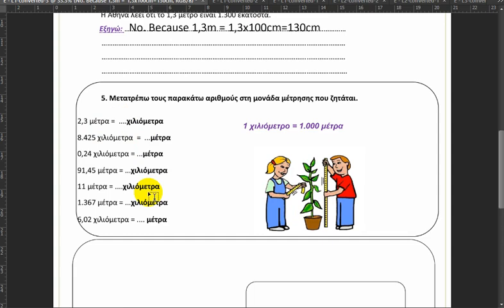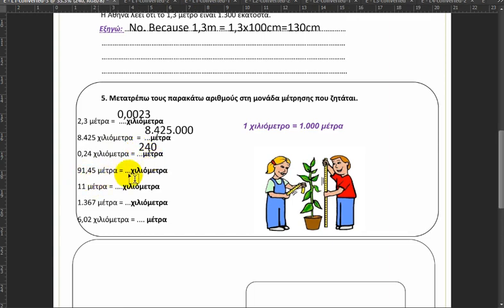Next up, we want to turn each of these into the unit of measurement that is required. So 2.3 meters into kilometers means I have to divide this by 1,000. And what I would get is 0.0023. Here, from kilometers to meters means I multiply this by 1,000. So I would get 8,420. Well, actually, since I'm putting in 3 zeros there, that would make it 8,425,000 meters.